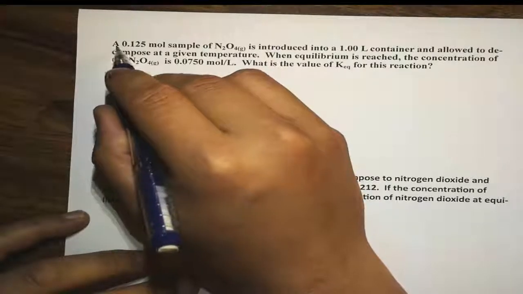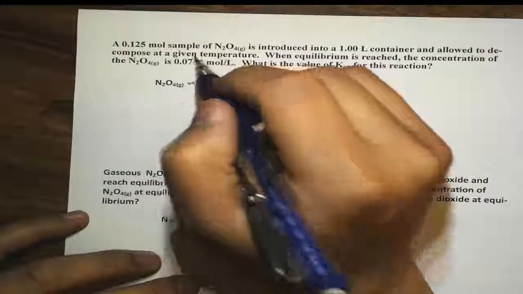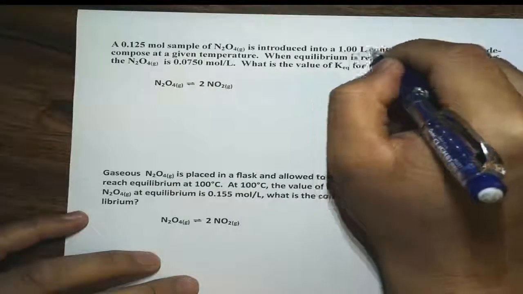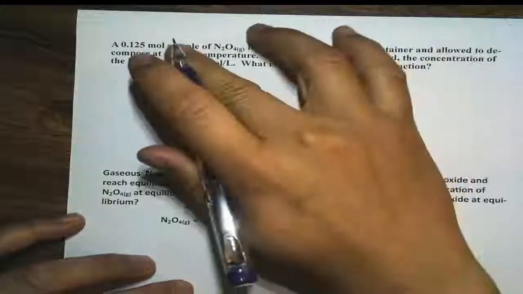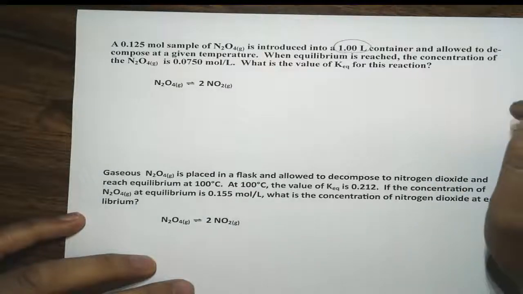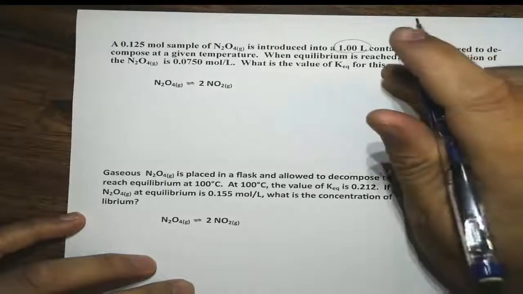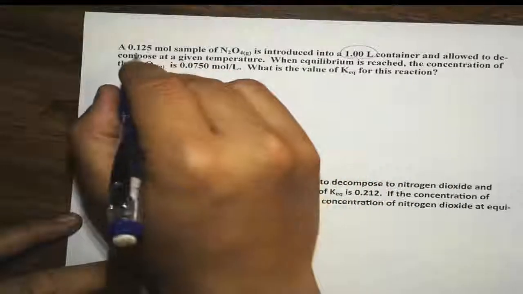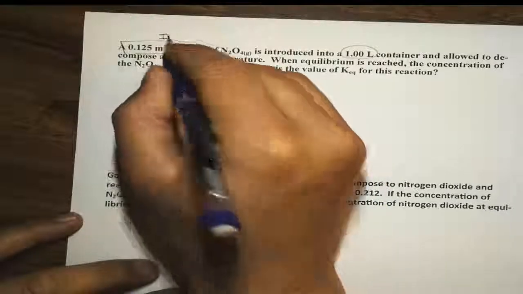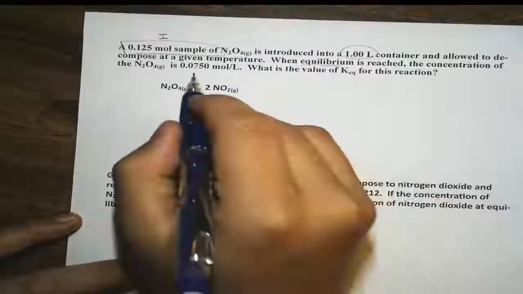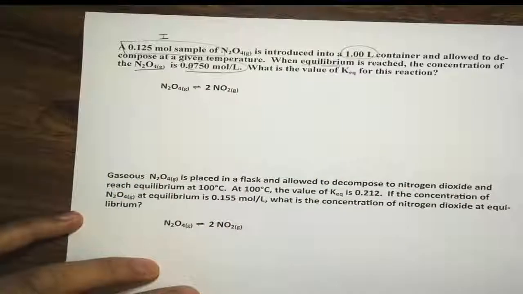Let's try another problem. Here we have a 0.125 mole sample of N2O4 introduced into a 1 liter container and allowed to decompose at a given temperature. This is very important, because if it's not 1 liter, you have to solve for that molarity. When equilibrium is reached, the concentration of N2O4 is right there. This tells you that 0.125 is your initial, how much sample you have at the beginning. But at equilibrium, we have this concentration of N2O4.